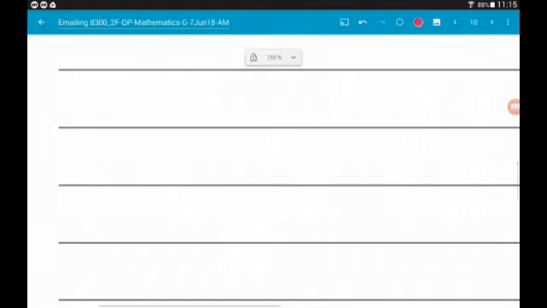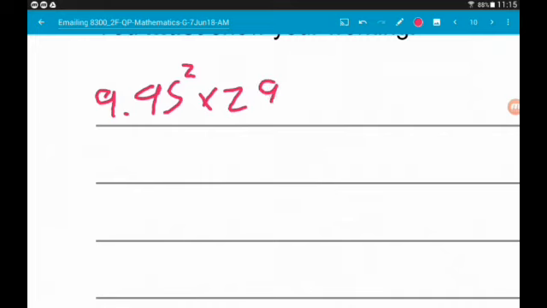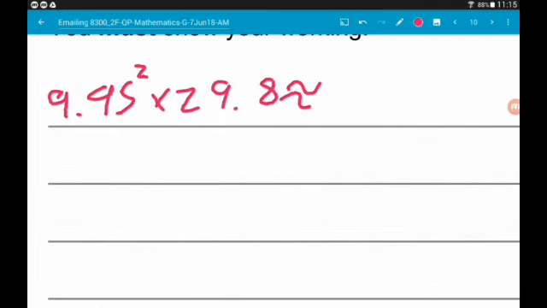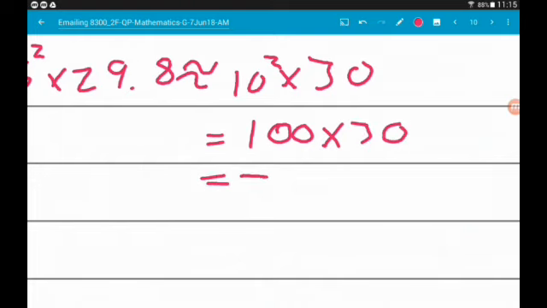So we're going to say 9.95 squared times 29.8 is approximately equal to 10 squared times 30. So this is 100 times 30, which is 3,000.